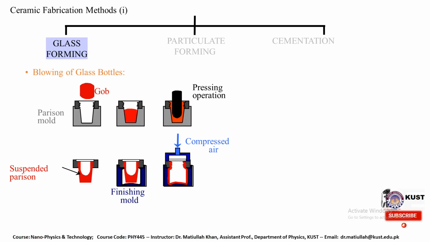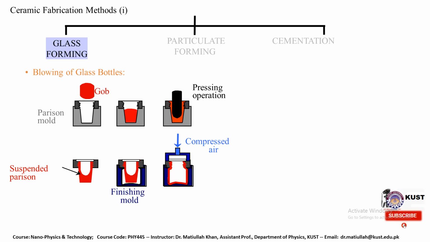So ceramic fabrication is different from normal metal or other material fabrication, because the methods followed for fabrication of ceramics include different steps in order to remove the voids inside the material. We have different methods, such as glass forming, particulate forming, and cementation. Take the blowing of glass bottles.